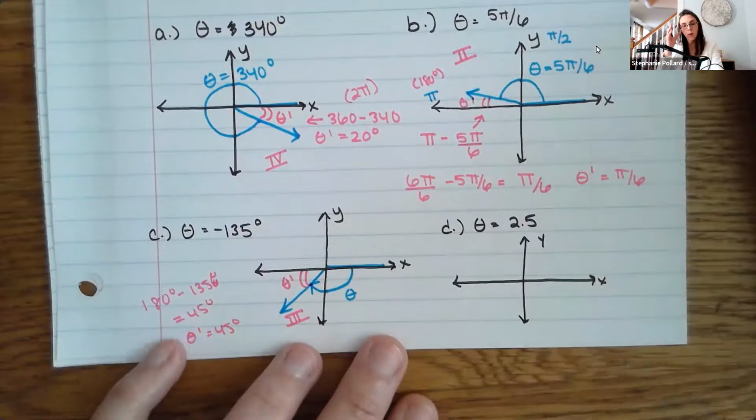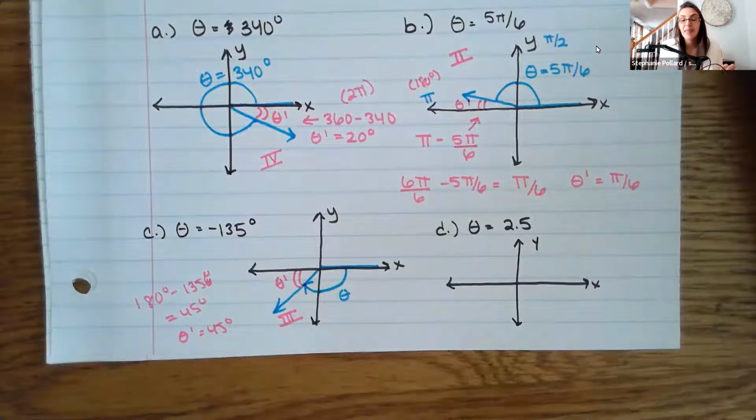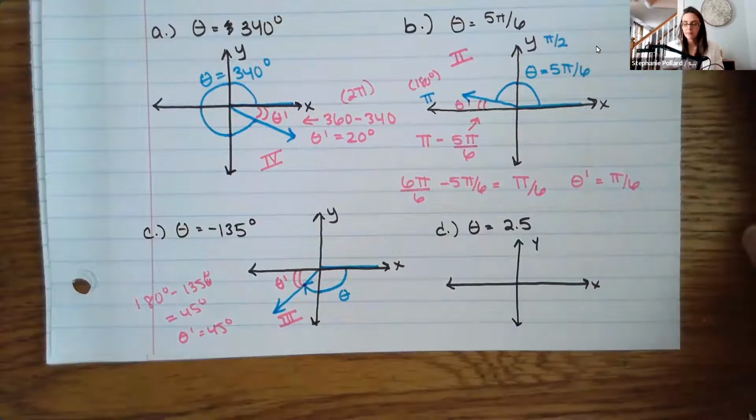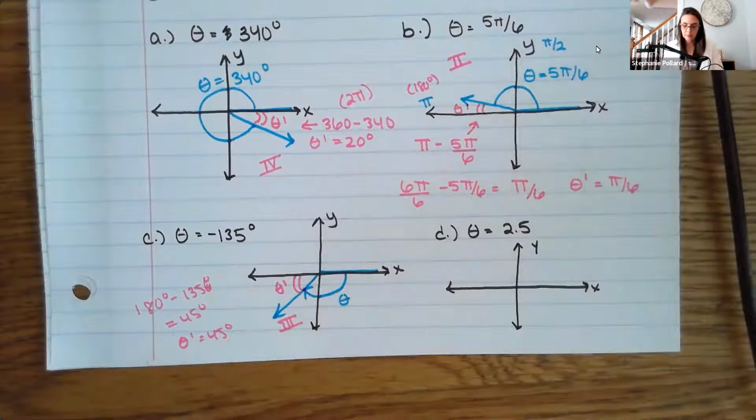Now this last one's a little bit weird. It's theta equals 2.5. There's no degree symbol, so this must be radians. So you want to be careful here. It's not 2.5 degrees. It would be 2.5 radians. And it's kind of like, ooh, where's my pi, right? I don't know what that is. So I'm going to take out my calculator for a second.